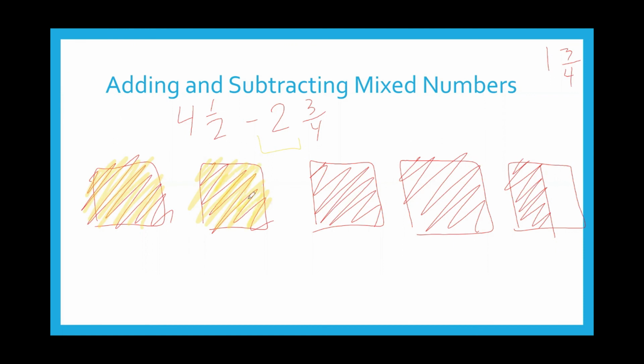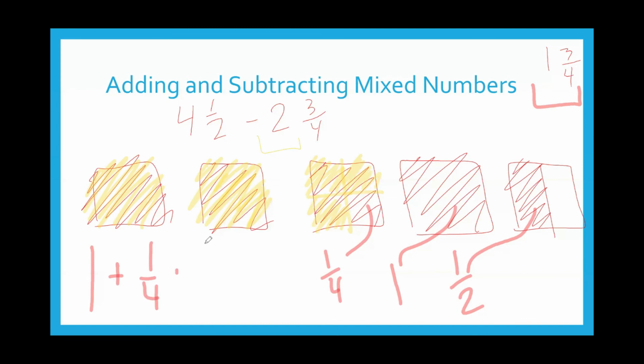And then we subtracted 3/4. So if we split this up into fourths, we have 1/4, 2/4, 3/4. So how much do we have left here? This means we have a quarter here. This means we have 1 whole, and this means we have 1/2. So let's add these and see if we get the same answer that we got when we did it the traditional way. So we had 1 whole plus 1/4 plus 1/2.